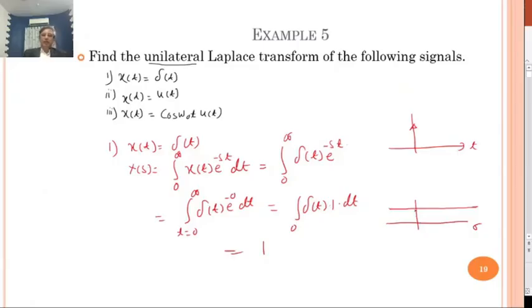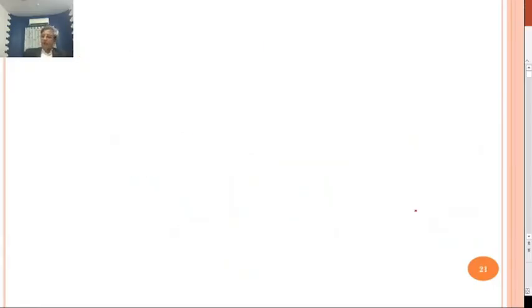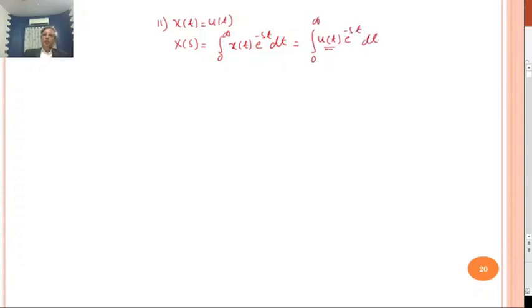The second signal is u of t, which is the step function. Second function x of t equals u of t. Now by the definition of the Laplace transform, this is 0 to infinity, as this is unilateral. This x of t e raised to minus st dt equals 0 to infinity u of t e raised to minus st dt. The value of u of t is 1, the unit step amplitude, and if we substitute the amplitude as 1, then this is 0 to infinity 1 into e raised to minus st dt.